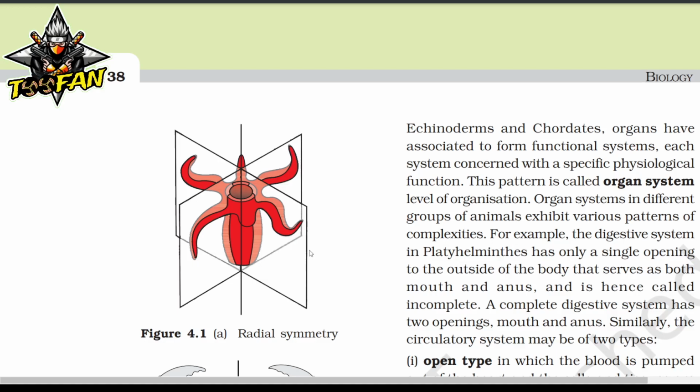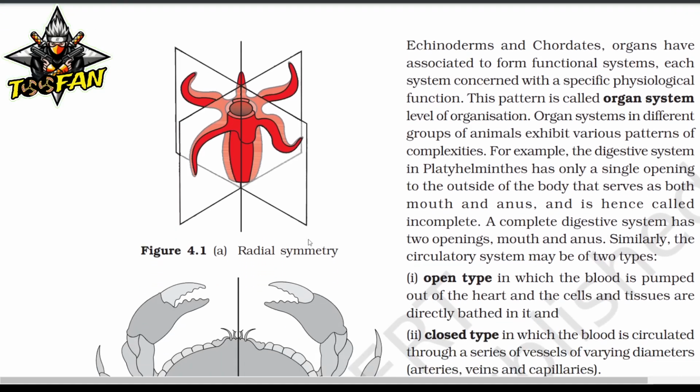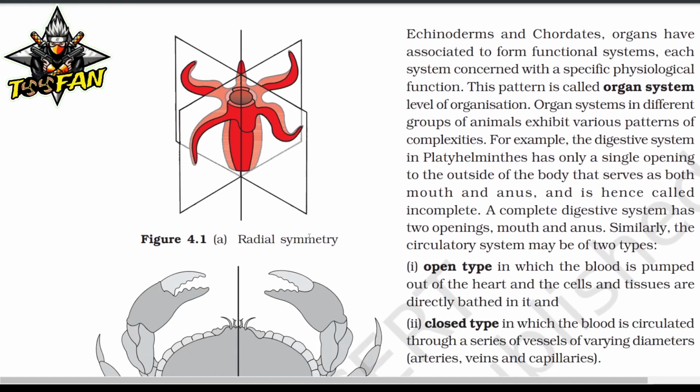Organ systems in different groups of animals exhibit various patterns of complexities. For example, the digestive system in Platyhelminthes has only a single opening to the outside of the body that serves as both mouth and anus, and is hence called incomplete. A complete digestive system has two openings, mouth and anus.